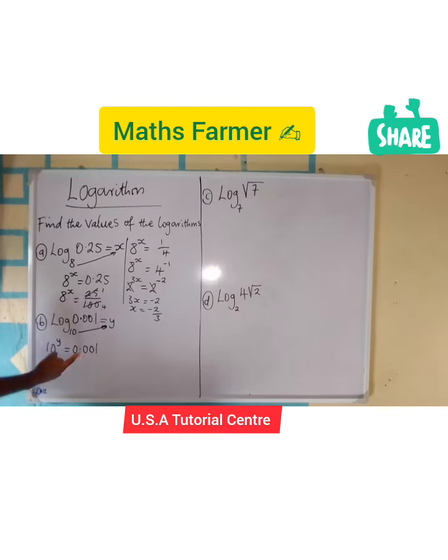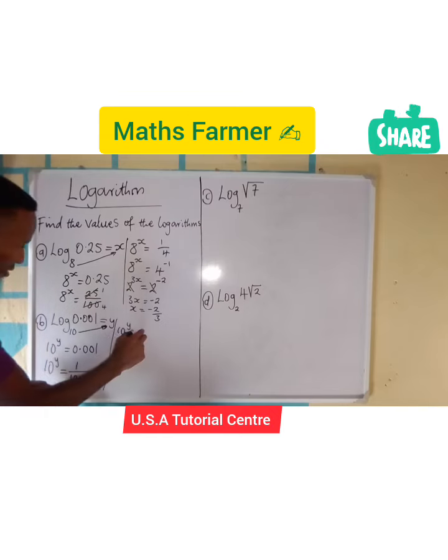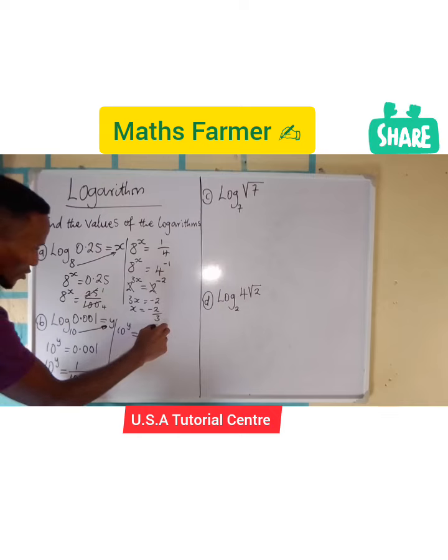In this place now, what we have is a decimal number. We have to convert it to a fraction. We want to know the fractional equivalent of 0.001. So now, 10 raised to the power of y will give us 1 divided by, the point here, 1. How many numbers after the decimal point? 1, 2, 3. We put 3 zeros. So now, moving forward, 10 raised to the power of y is equal to 1 over 1000, which can be written as 1000 raised to the power of minus 1.